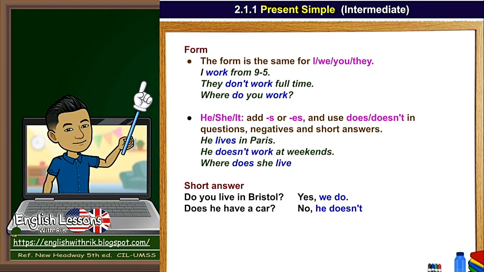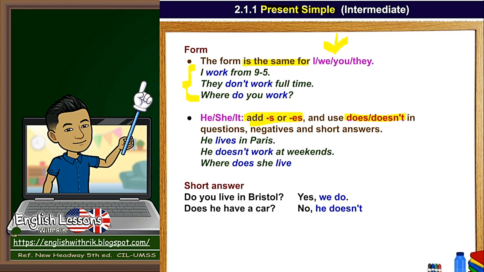Present simple. Form. The form is the same for I, we, you, and they. I work from 9 to 5. They don't work full time. Where do you work? For he, she, and it, we add s or es to the verb, and we use does, doesn't in questions, negatives, and short answers.